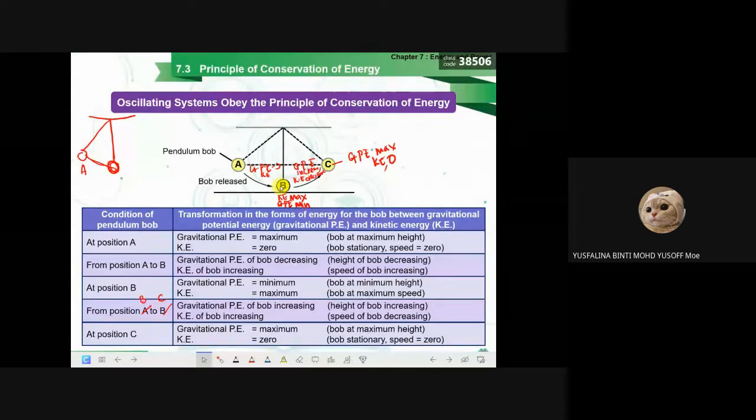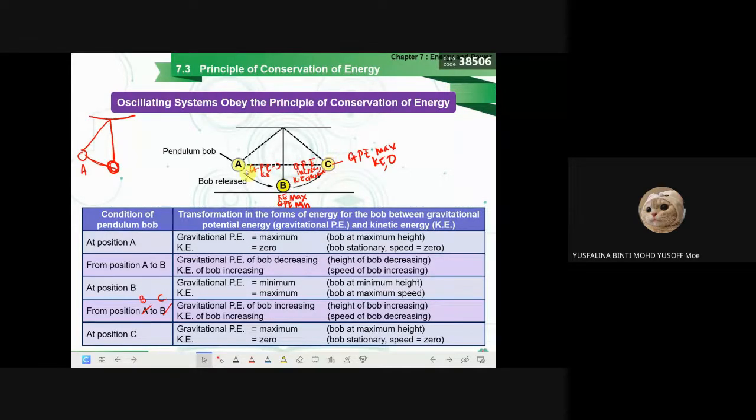Now after that, if it goes to C, the position will become higher again, so the GPE will increase. Because the position becomes higher, the GPE will increase, but the kinetic energy will decrease. So when you reach point C, all the kinetic energy has turned into gravitational potential energy. Again, the gravitational potential energy is maximum while the kinetic energy is 0.